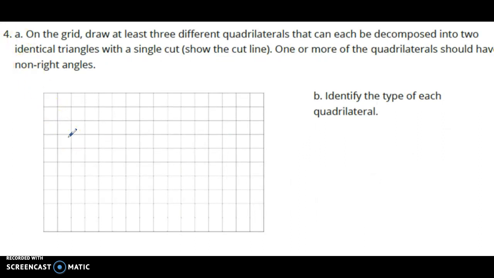Four, on the grid, draw at least three different quadrilaterals. Quad means four, so it has to have four sides, and each can be decomposed, meaning taken apart, into two identical, the same, triangles with a single cut. Show the cut line. One or more of these quadrilaterals should have non-right angles. Non-right angles means that instead of being a square like this, the angles need to look more like acute or obtuse angles like this.